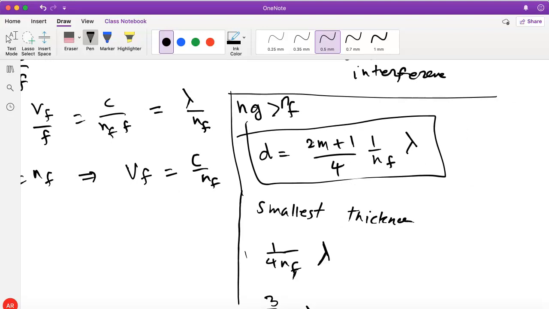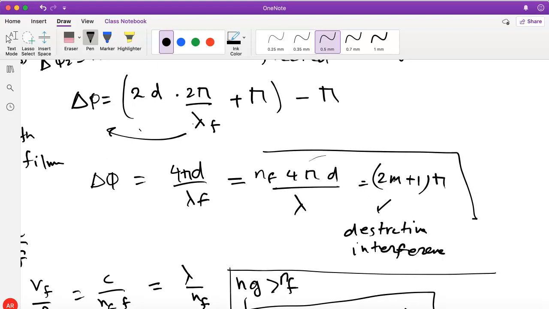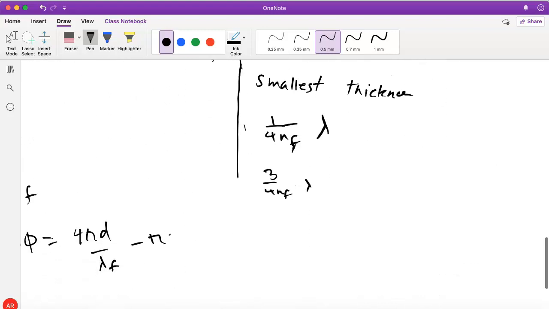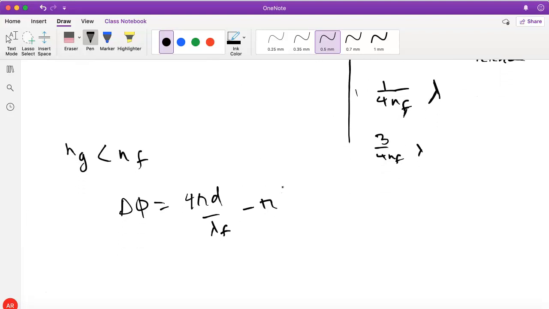So constructive interference would be, instead of being 2m plus 1 times pi, here you just have some number times 2 pi. So it's like you don't have that plus pi. But that's already included in this. So we're going to get some different results. Basically, constructive and destructive switch up depending on whether NG is larger than NF or smaller than NF.